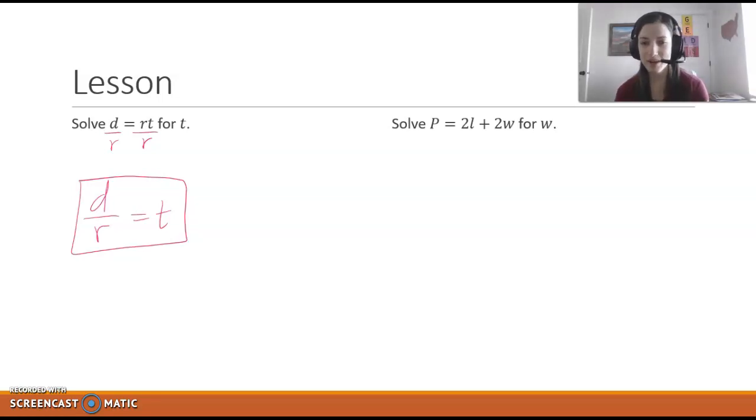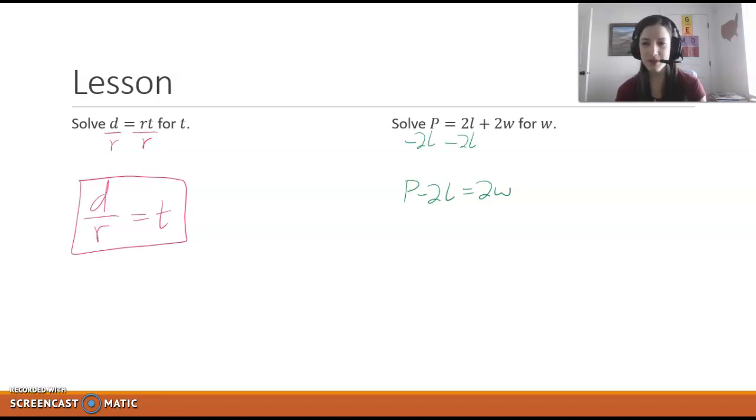All right, our second example, we've got solve p equals 2l plus 2w for w. So this is the equation for perimeters. To find the perimeter of a square or a rectangle, this is what we would use. So we want to solve for w. All right, so I want to get this 2l to the other side. Well, it's adding, so I'm going to be subtracting that 2l to both sides. So now I've got p minus 2l equals 2w.